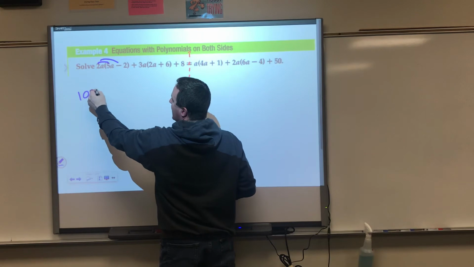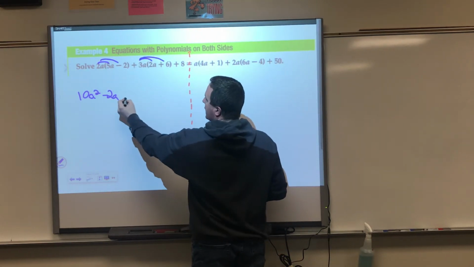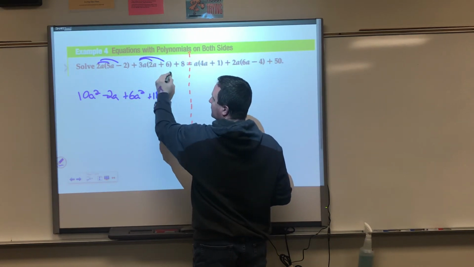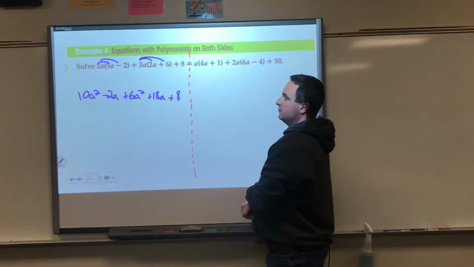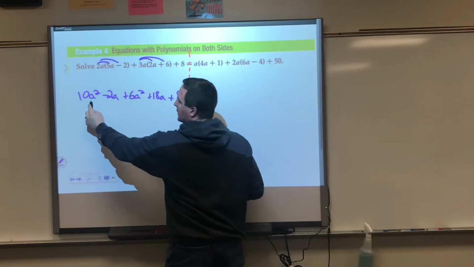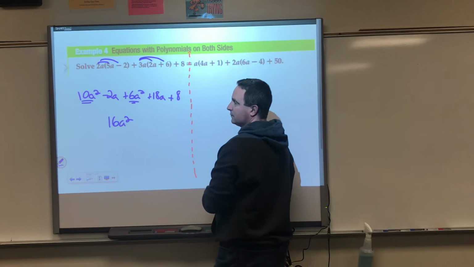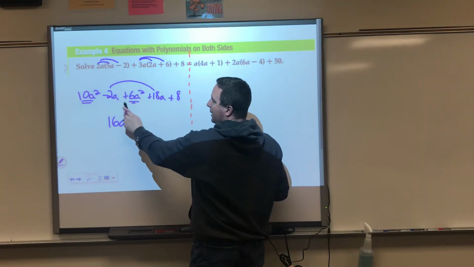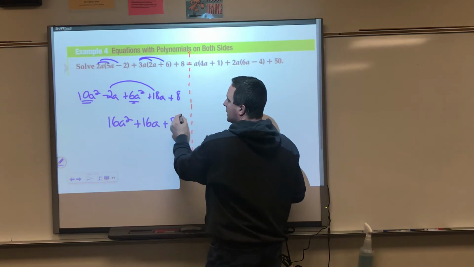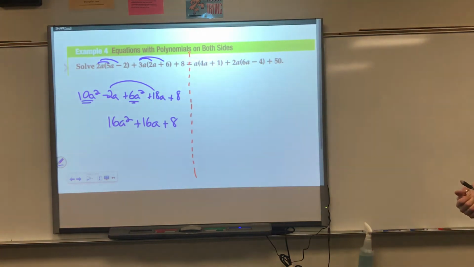I get 10a squared minus 2a. Here I get 6a squared plus 18a plus 8. Okay. If I combine some like terms, I can combine my a squareds. 10a squared and 6a squared is 16a squared. I can combine my a's. Negative 2 plus 18 is 16a plus 8. Okay, and there's that one. And that's as much as I can do on the left.